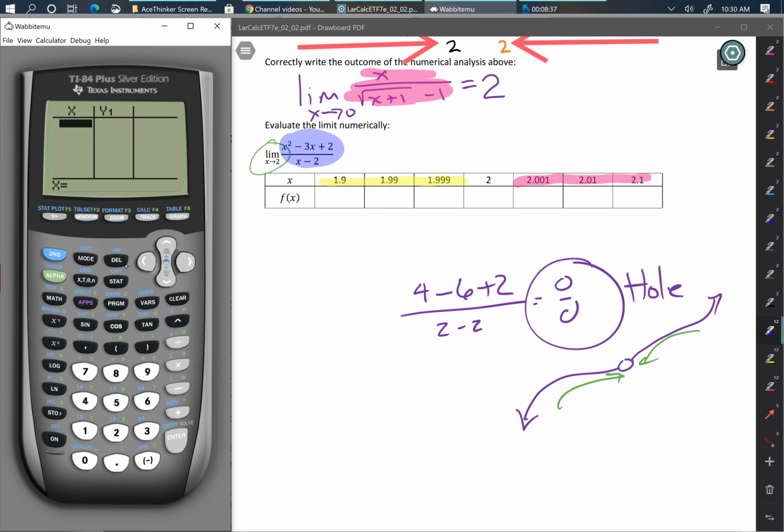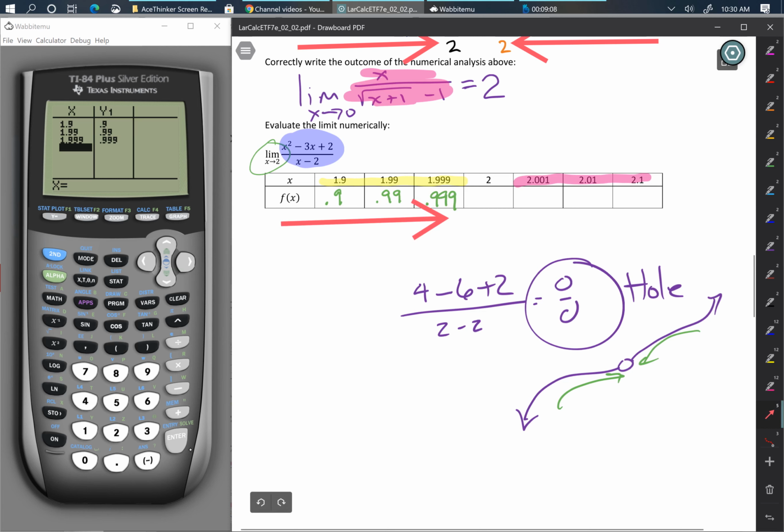And now I'm going to use those numbers that I highlighted in yellow over there, the numbers that are to the left of 2. So 1.9, 1.99, 1.999. And so what do I get? I get 0.9, 0.99, 0.999. Okay? Do you see a pattern? Does it appear to be approaching something? If you can answer that question, then answer it. If you can't, use some more numbers. See if you can see a pattern then. Because it looks to me like it's approaching 1.